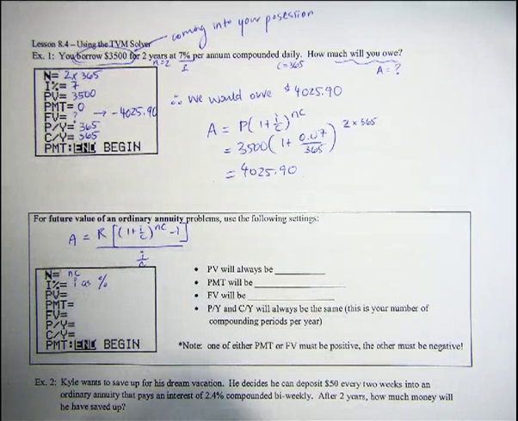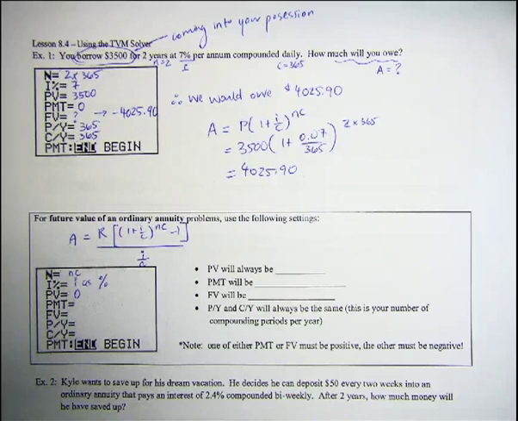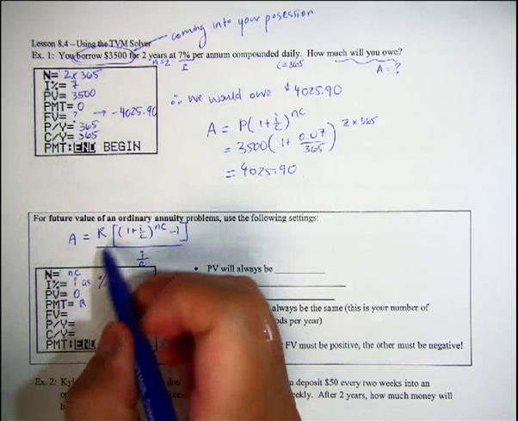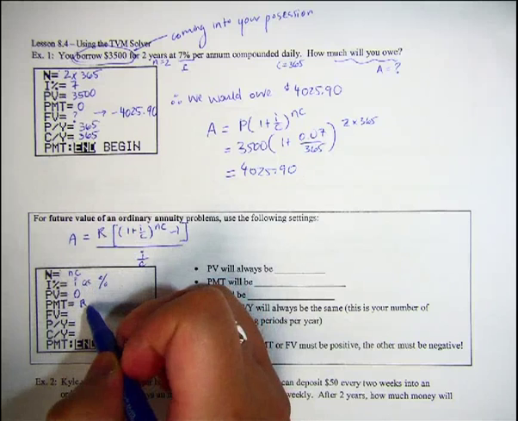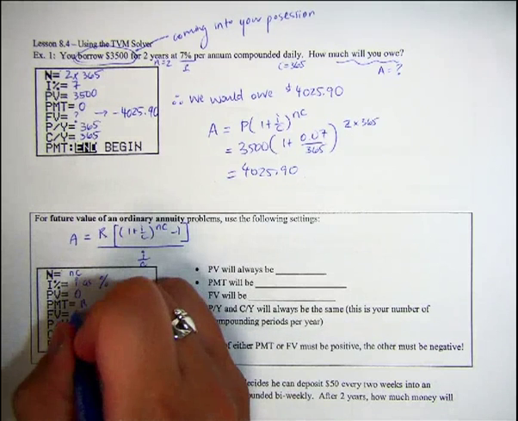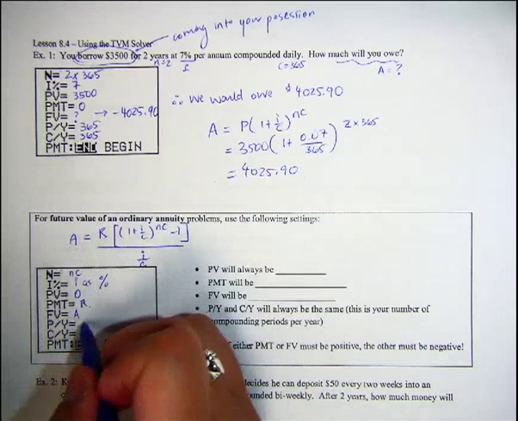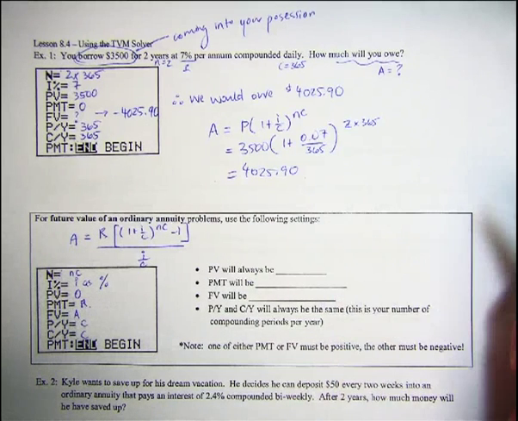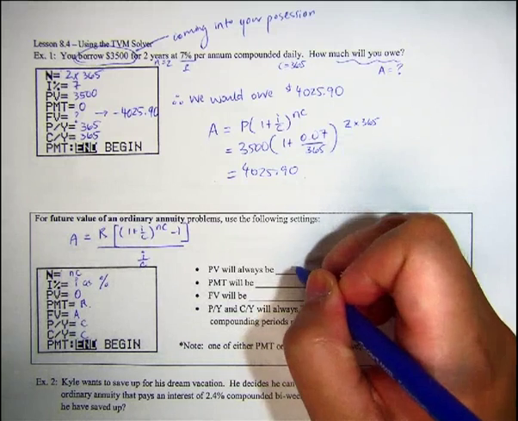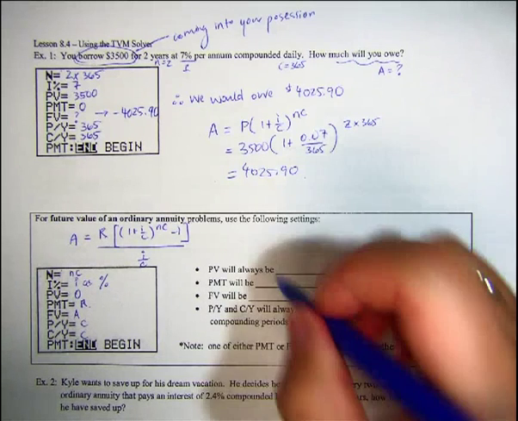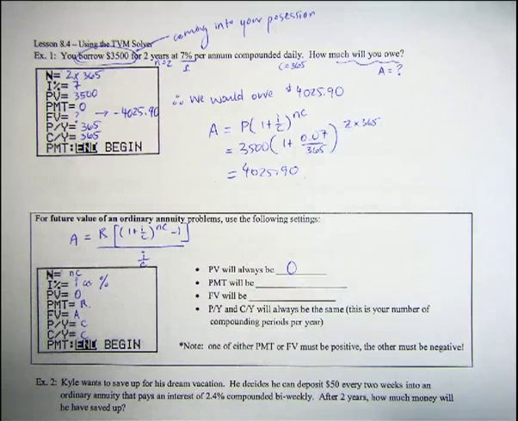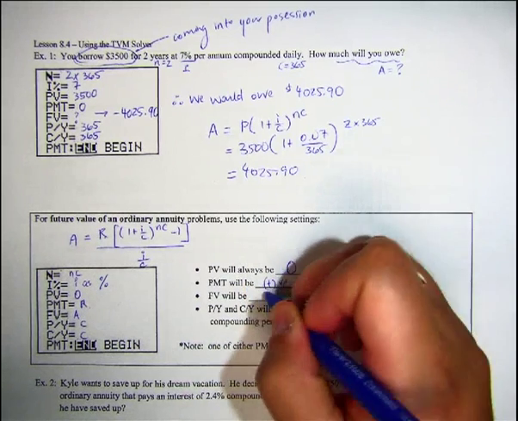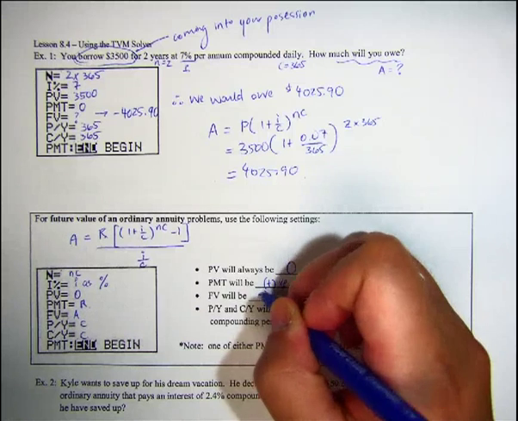PV is actually going to be 0. You have no set principal amount. PMT is the same as R from your formula, so R for PMT. Future value would be your A. PY and CY would be the same as your C value. Okay, so for future value of an ordinary annuity, PV will always be 0. PMT, generally speaking, will be positive. Future value, generally speaking, will be negative.